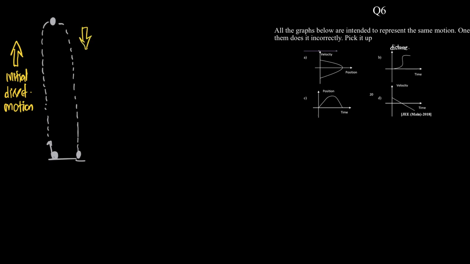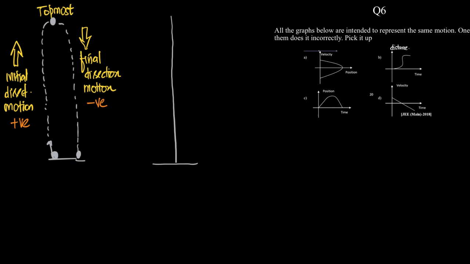And after the first half, after the topmost point, it is the final direction of motion, right? Final direction of motion. What I'm trying to say is the initial direction of motion is towards the positive side and the final direction is towards the negative side. So we need to keep this point in mind. Now, what we'll do is we'll try to understand the velocity and the position relationship.